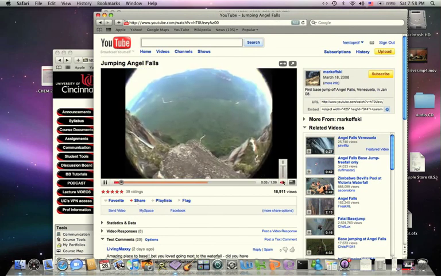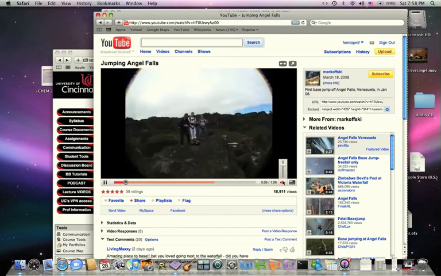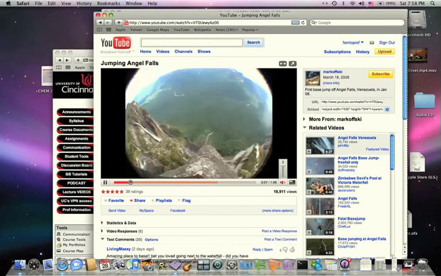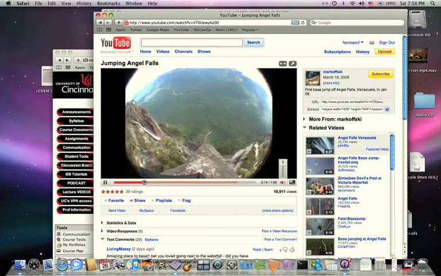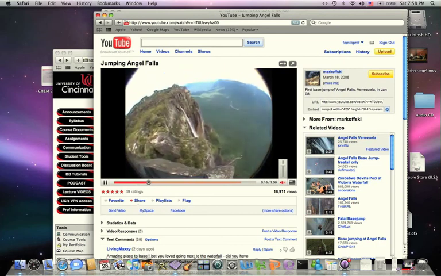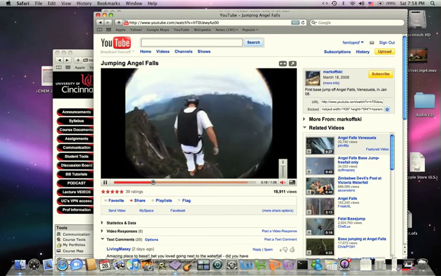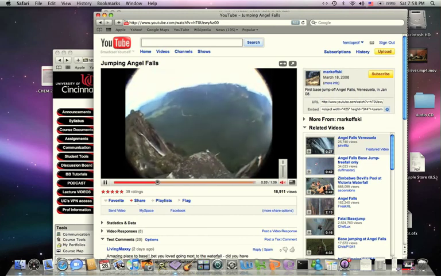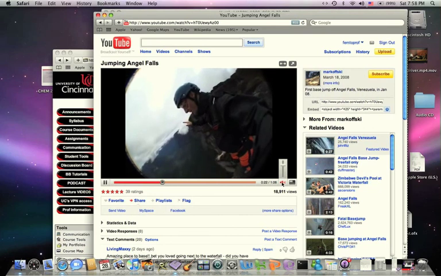Welcome to Angel Falls. Hey, buddies. Check this out. How beautiful is this? It's 1,000 meters. Yeah, I'm slightly nervous. Perfectly said. Venezuela! We've got to be a little bit crazy to do this.